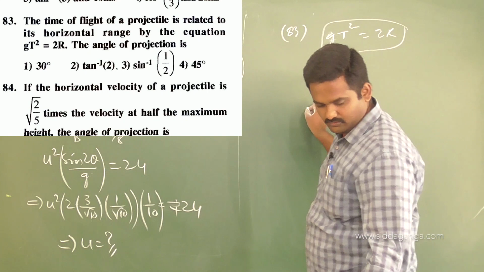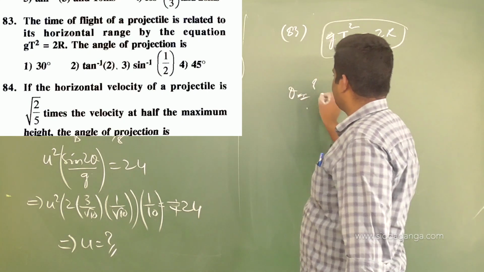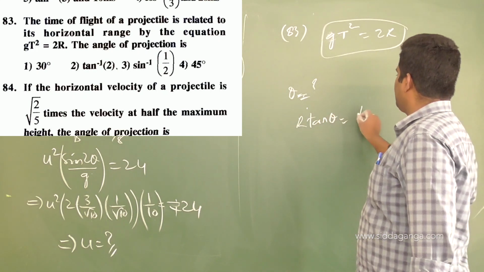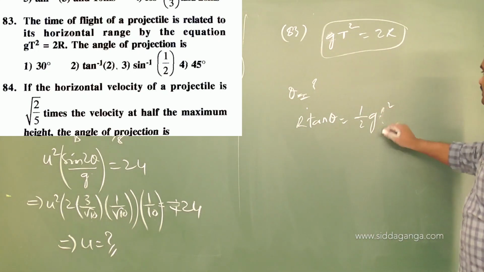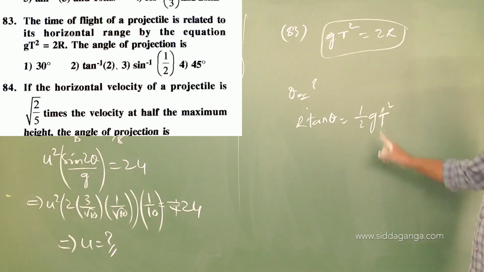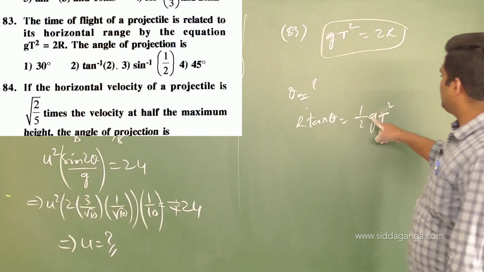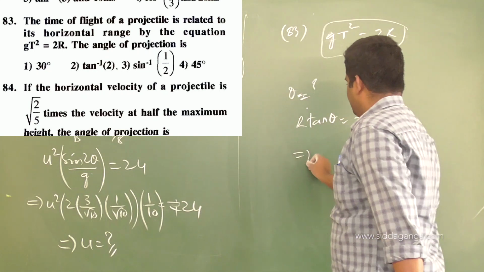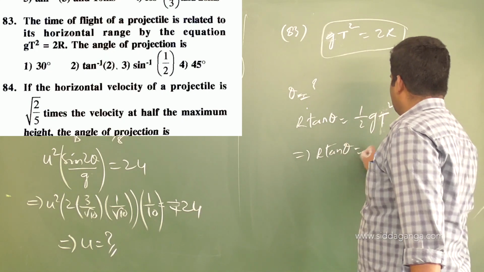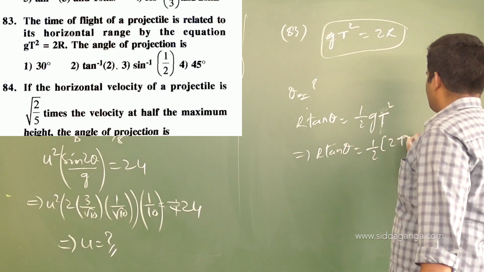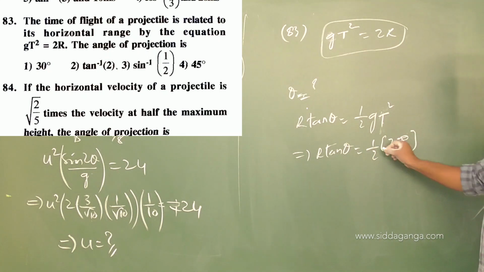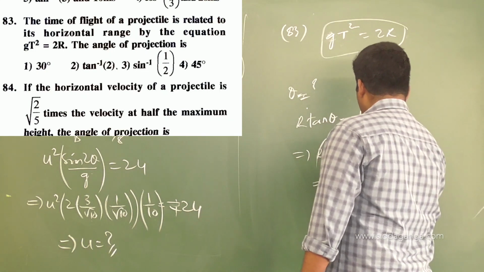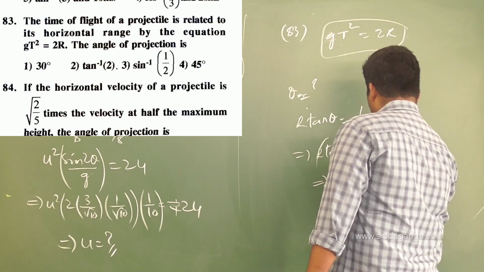But they are asking to find theta. We know one relation, R tan theta equals 4h equals half g t square. In place of g t square I can substitute 2R, because that value is given. So R tan theta equals half into 2R, and the 2R cancels. Then tan theta equals 1, so theta equals 45 degrees.